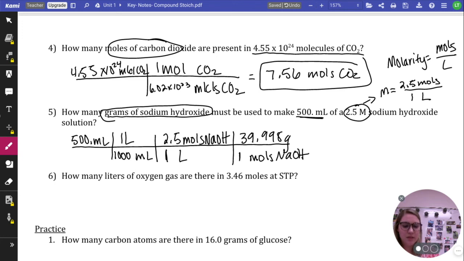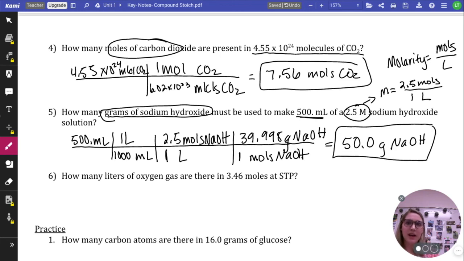All right, grams of NaOH is what I wanted in this problem. So now I can solve. Multiply across the top, divide by the bottom. Answer should have 3 sig figs. So I got 50.0 grams of NaOH.